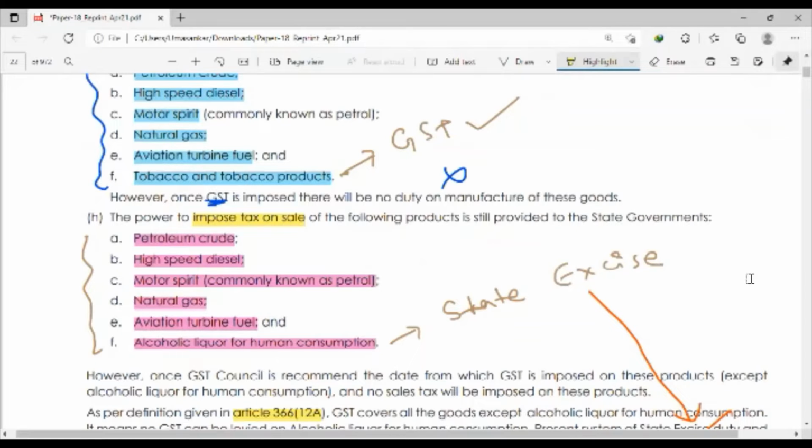The power to impose tax on sale of the following. The above things we have read earlier: petroleum crude, high-speed diesel, motor spirit, petrol, natural gas, aviation turbine fuel, and alcohol liquor for human consumption. On all the 6 items, we will be paying sales tax, that is VAT, along with central excise duty. But the last row, it is written alcohol liquor for human consumption. As we have already said, GST is not levied, so state excise duty and sales tax, that is VAT or CST, apply.